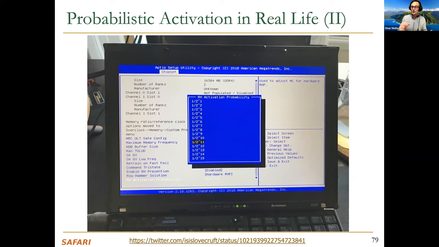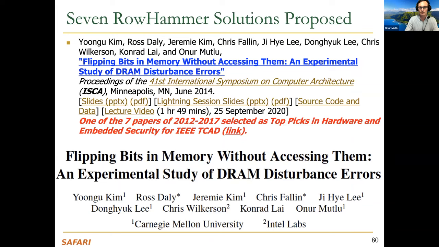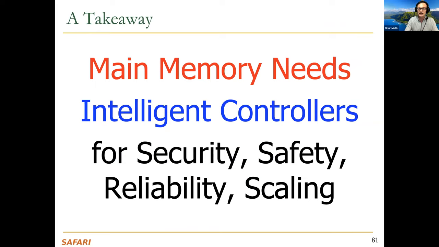But unfortunately, DRAM manufacturers started implementing their own solutions. And they said basically to the industry that we have DRAM chips that are RowHammer free, so you don't need to solve this problem. So we're going to revisit that claim soon. Okay, but if you're interested in these solutions and their high-level properties, I would encourage you to take a look at the paper. And we argued in the paper that main memory needs intelligent controllers for security, safety, reliability, and scaling. And I still believe that, actually.